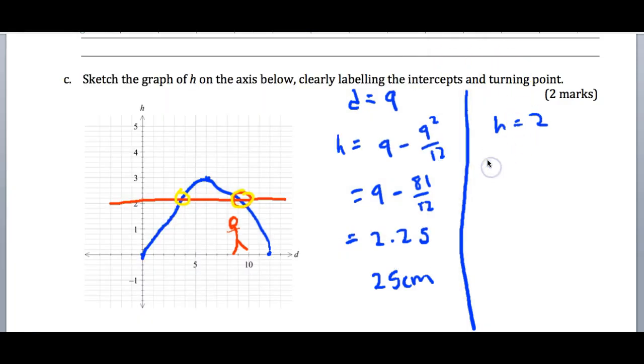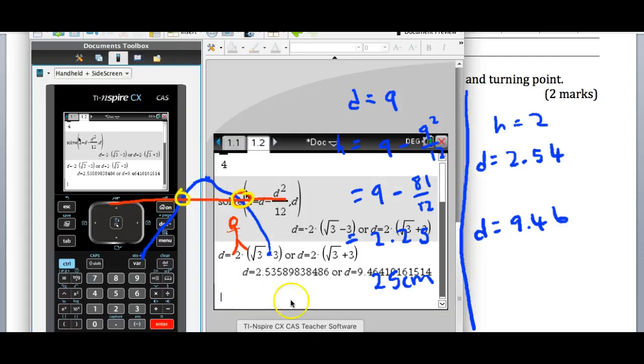D equals, what was it? D equals 2.54 and 9.46, was that right? Let's just double check. Yep.